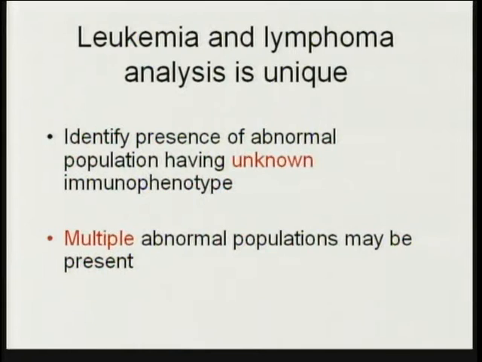What we're trying to do is to identify the presence of an abnormal population of cells whose immunophenotype is to a large extent unknown. In fact, we don't even know whether this population is actually present in the sample or not. That's our initial task. In addition, multiple of these abnormal populations may be present in any given sample at the same time. So this particular type of analysis requires a lot more detailed evaluation of data and a lot of hunting and searching to identify the presence of these abnormal populations, at least as is currently practiced.